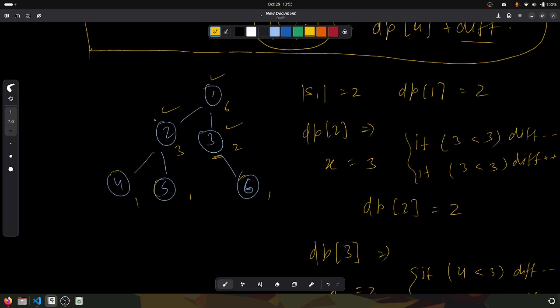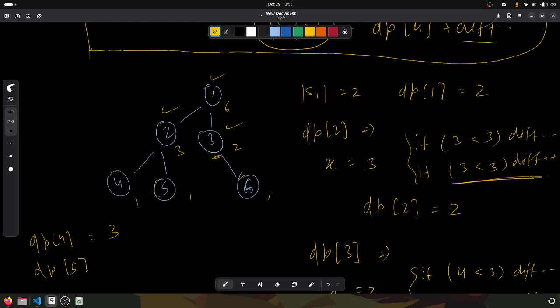So again we know the answer for 2, and we are trying to find the answer for 4. Here the value of x will be equal to 1. So again, since x is 1, n minus x will be 5. So n minus x is not less than k, but x is less than k because 1 is less than 3. So x is less than k, we add plus 1. So dp of 4 will be dp of 2 plus 1, which is 3.